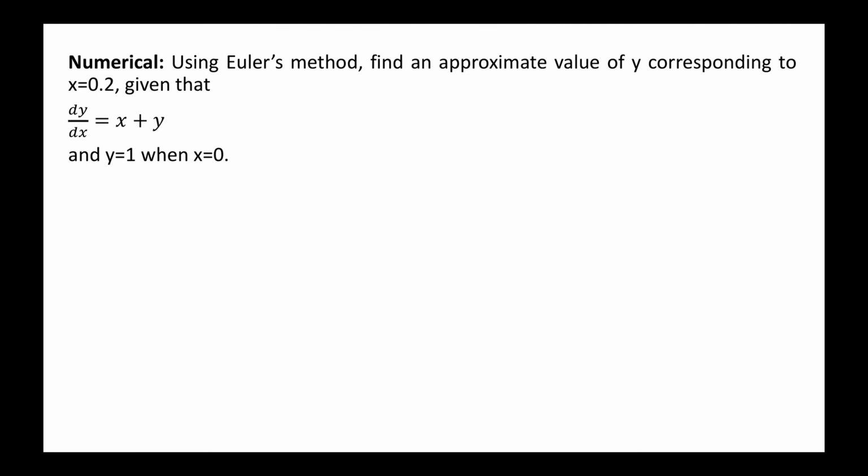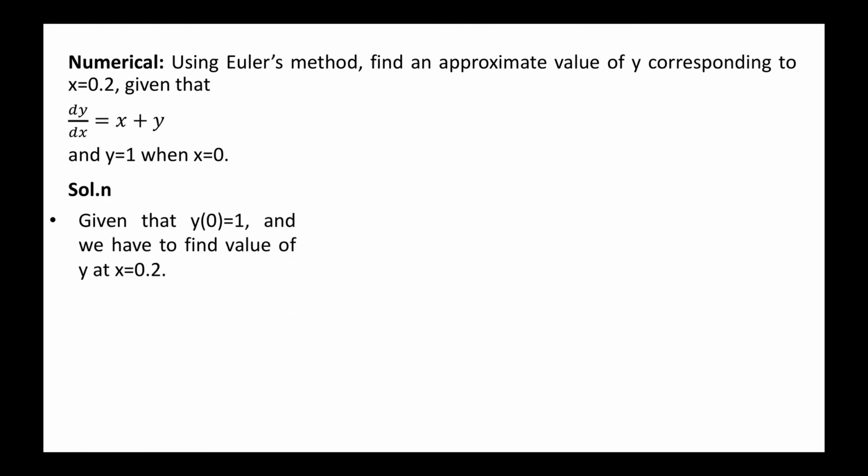So let us consider the same numerical using Euler method. Find approximate value of y corresponding to x is equal to 0.2 now. So the function is same, dy by dx is equal to x plus y, so function is x plus y, and initial values are also same, y is equal to 1 when x is equal to 0. So given values is same, y at 0 is 1, and we have to find the value of y at x equal to 0.2.